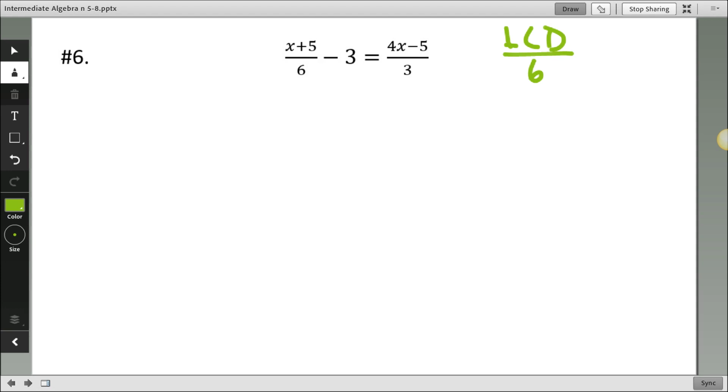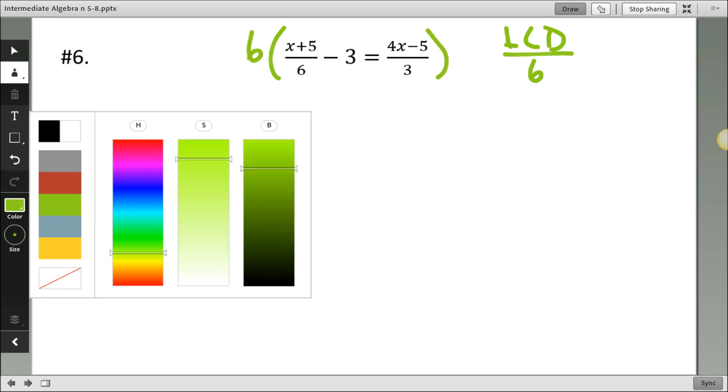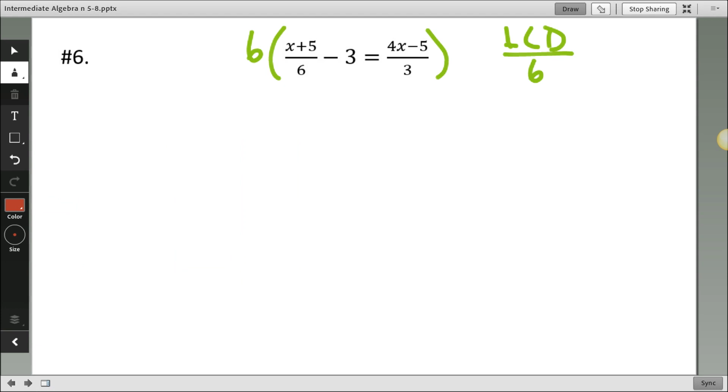What's the smallest thing that 6 and 3 divide into? Would it be wrong to use 18? No. But would it be easier just to use 6? Yes. So again, look for the smallest thing that both of these numbers go into. So we're going to multiply by 6, and again, distribute that to each term.